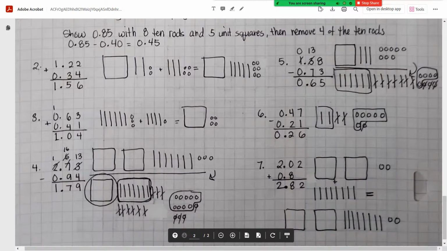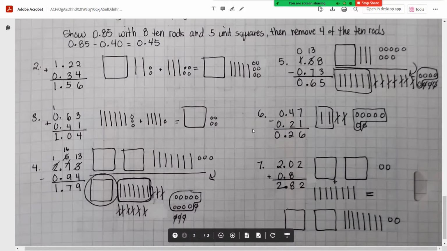So now 13 tenths, take away 7 tenths, left me with 6 tenths. And because I had broken apart that whole, I didn't have any more. So my remainder here, or my answer to my subtraction question, is 65 hundredths.